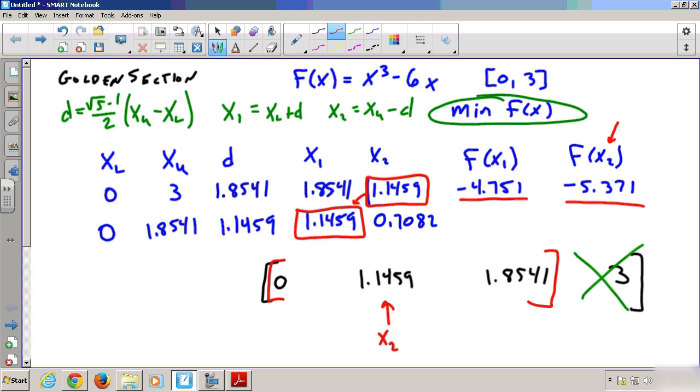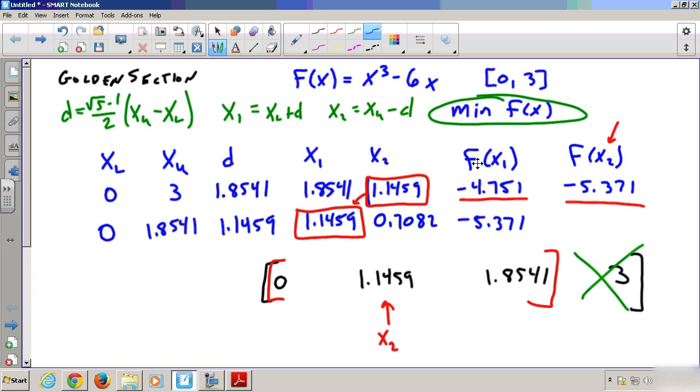What's my function at X1? Well, it's the same thing as what it was before at X2, right? So I don't need to calculate f of X1. I know f of X1 is minus 5.371, because I already calculated it before when it was f of X2. It's the same thing. So that helps.